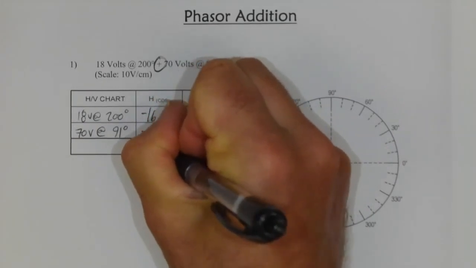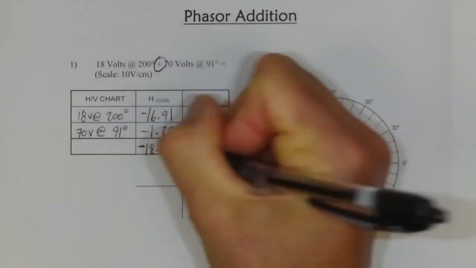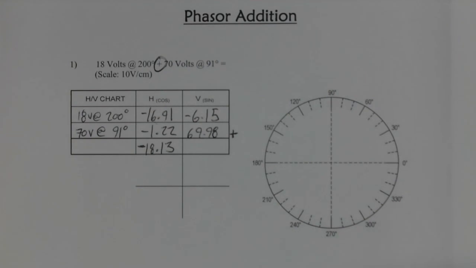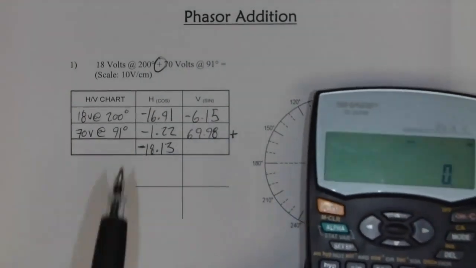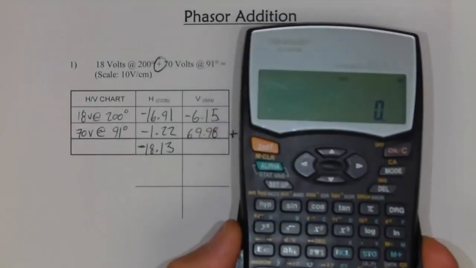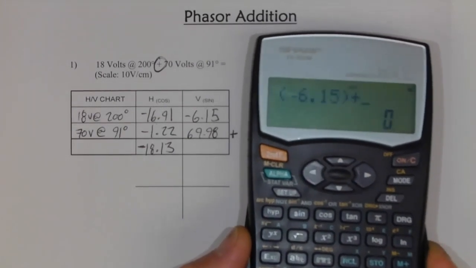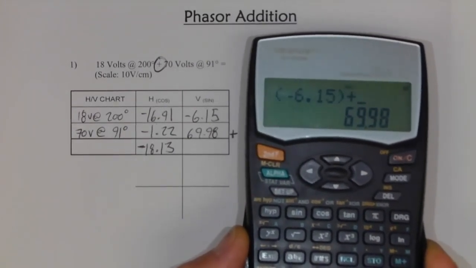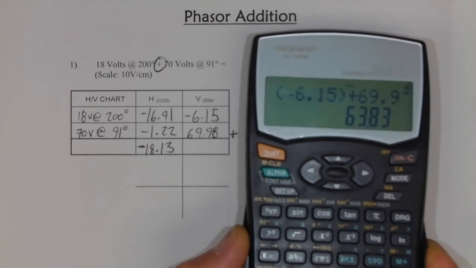Negative 18.13. There we go. So negative 18.13. What about the other column? I'm adding up the verticals. Negative 6.15 plus 69.98 equals 63.83.